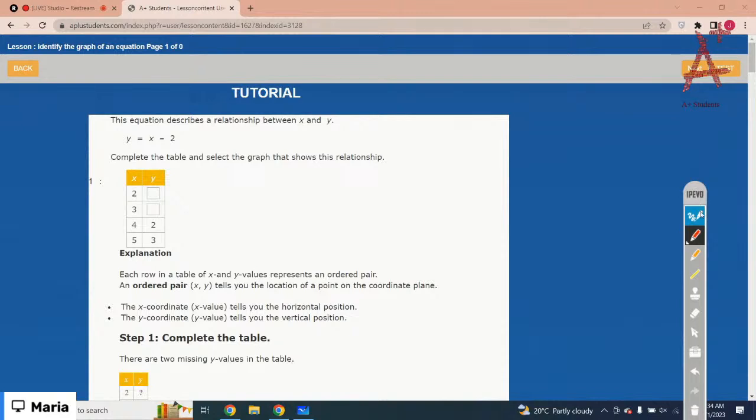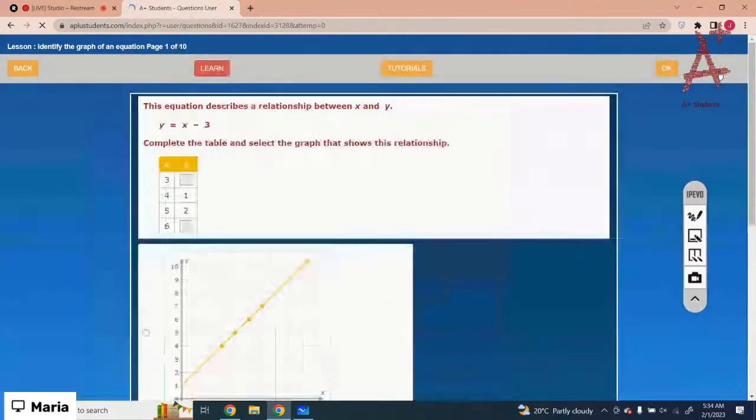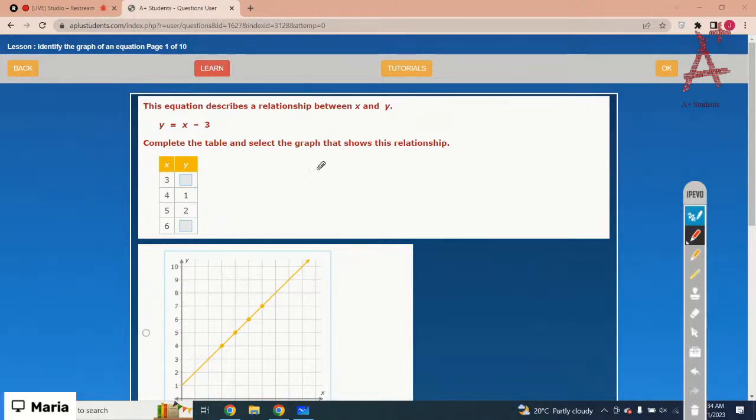The first one. The equation describes the relationship between x and y: y equals x minus 3. Complete the table and select the graph that shows the relationship. Okay, the equation is y equals x minus 3. Got it? First of all, find the missing values. X is 3, just replace 3. It would be 3 minus 3, that is 0. That means when x is 3, y is 0. Then when x is 6, just replace x with 6. It would be 6 minus 3, which equals 3. So these are the missing values. Now you have to see which of the graphs is the correct option.